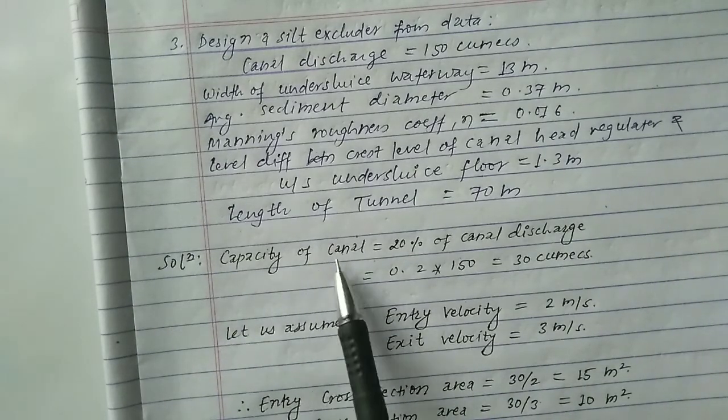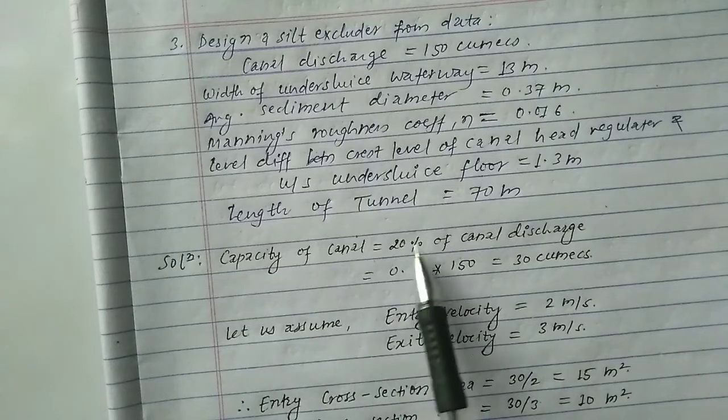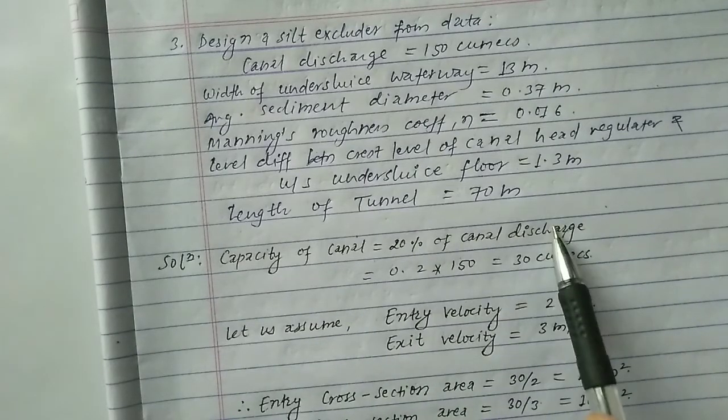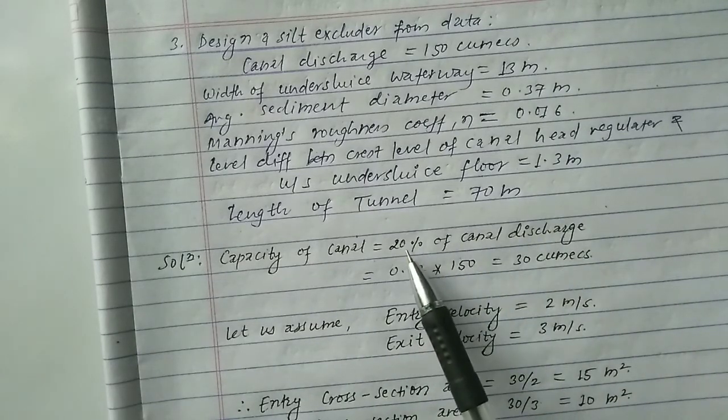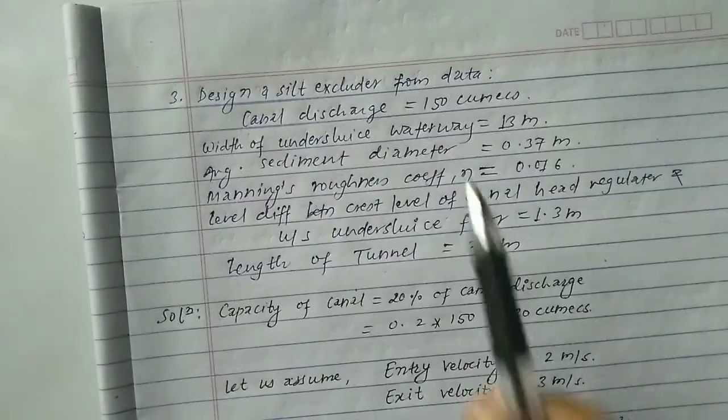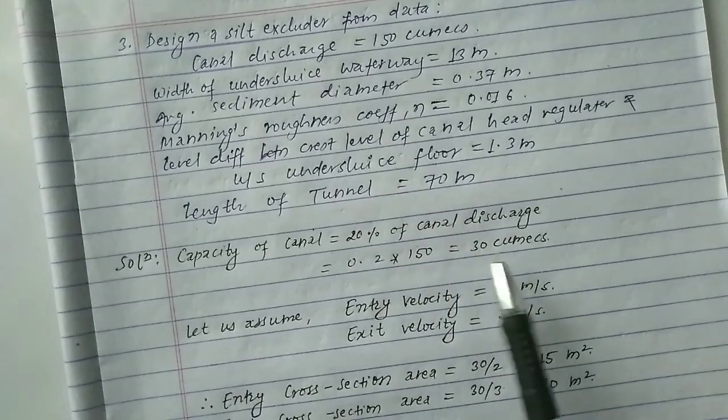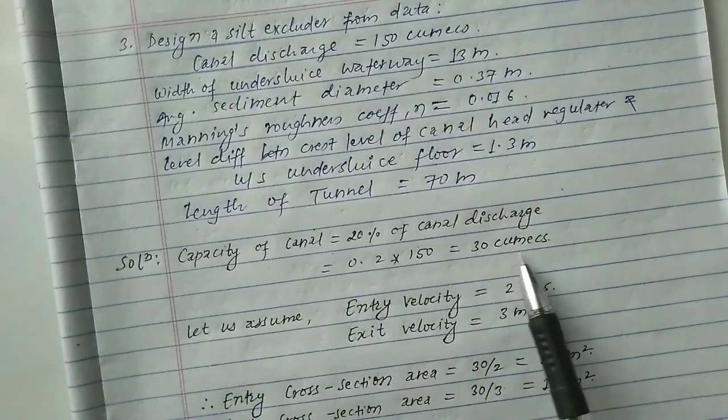In the solution, the very first step is to calculate the capacity of the canal. The capacity of the canal is always taken as 20% of the total canal discharge. So we take 0.2 into the canal discharge, which is given in the question as 150, so this value becomes 30 cubic meter per second. The capacity of the canal becomes 30 cubic meter per second.